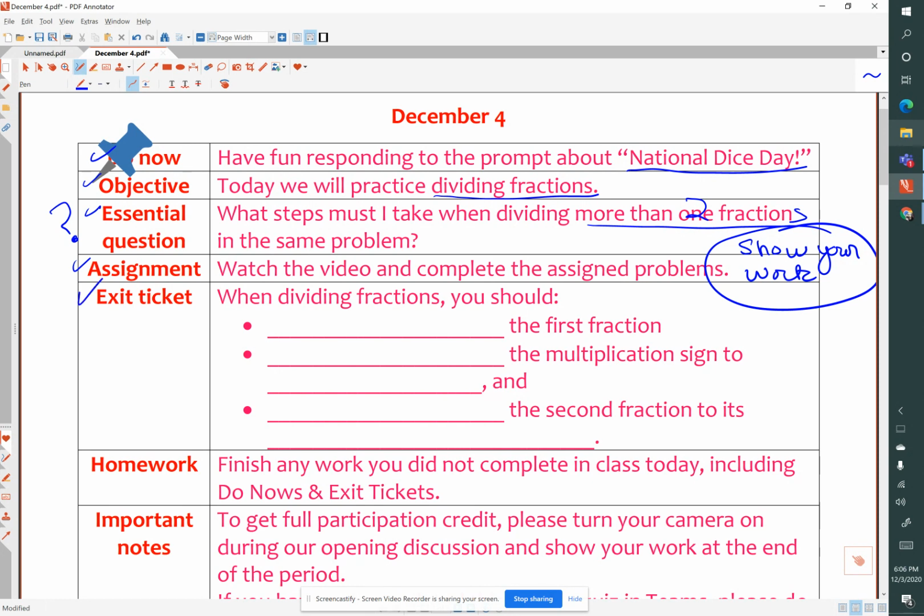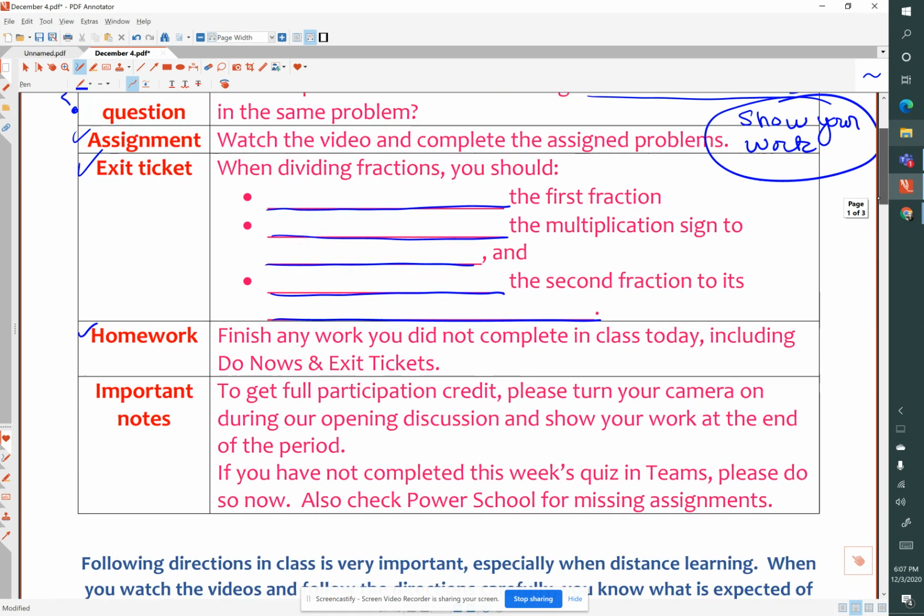So we have an exit ticket. So when dividing fractions, you should, let's see if you remember from yesterday, blank the first fraction, blank the multiplication sign to blank, and blank the second fraction to its blank. Whoa, a lot of blanks. So we'll get to that and we'll do that together. If you didn't finish up in class, please finish up your work.